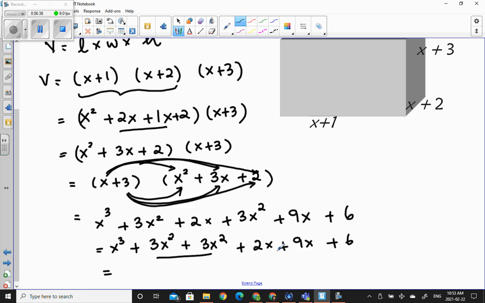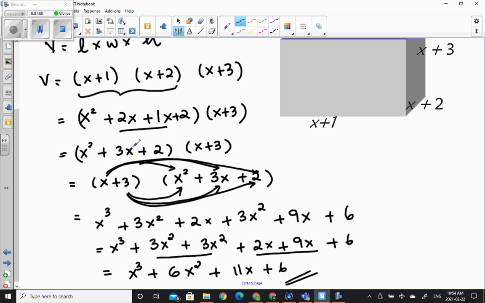So these two can add, these two can add because they're alike. So you're going to get x cubed plus 6x squared plus 11x plus 6. Okay, so that's your final answer. That's the volume of the rectangular box.